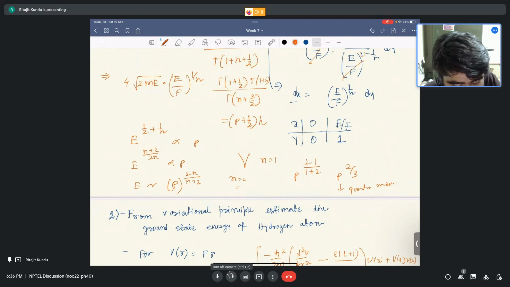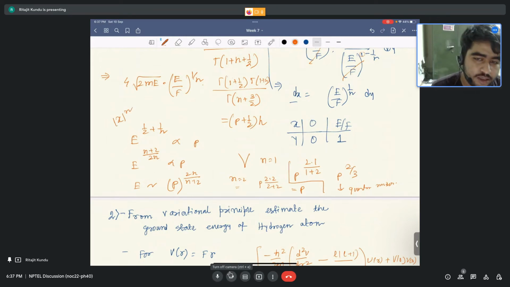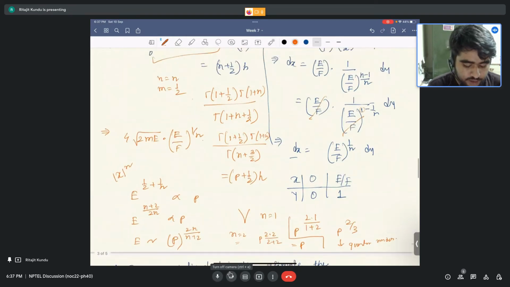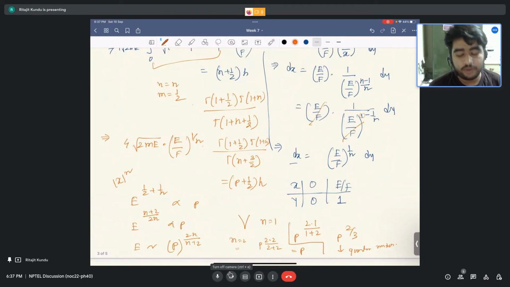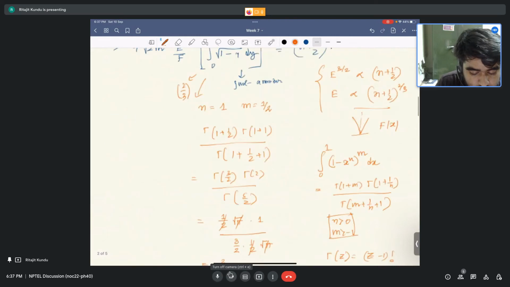Okay, so for n equal to 2, it should give us a linear dependence, right? So let's check that also. 2 times 2 by 2 plus 2, so 2 times 2 is 4, over 4, so this is just p. So you get a linear dependence. So this is a general result. Now if anybody gives you some potential which goes algebraically as x to the power n, you directly know what the dependence on the quantum numbers is. So this is what I wanted to talk about in this WKB.